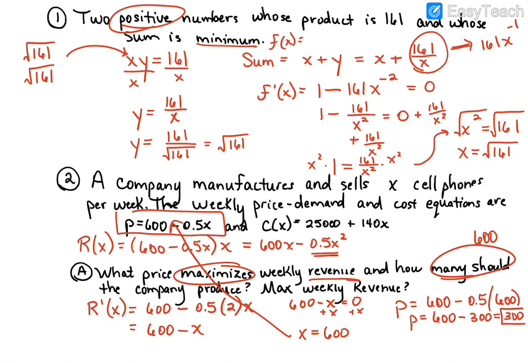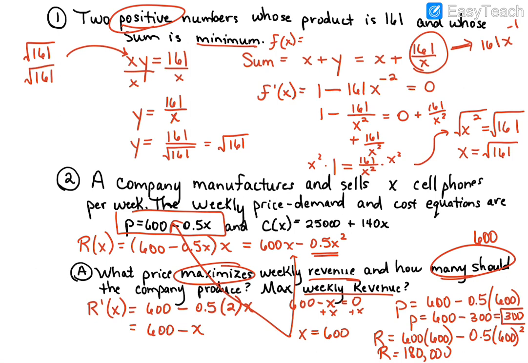And then they also asked me what is that maximum weekly revenue. So then we also plug our 600 into this revenue function here. So my revenue would be 600 times my x of 600 minus my 0.5 times 600 squared. And then, of course, at that point, I would just do the number crunching on a calculator. And so when we plug that in, you're going to get a revenue of $180,000 for that part.